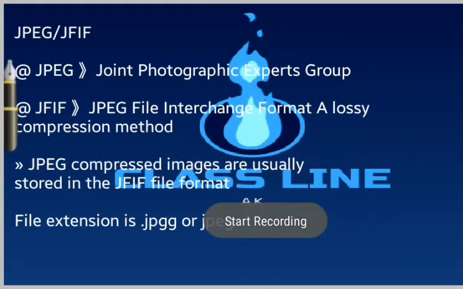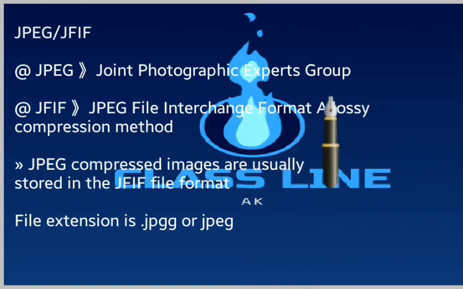Okay, now let's compare JPG and JFIF. So JPEG is Joint Photographic Experts Group. JFIF is JPEG File Interchange Format, a lossy compression method. JPEG compressed images are usually stored in the JFIF file format. File extension is .jpg or .jpeg. So JFIF stands for JPEG File Interchange Format, and it is a lossy compression method. And JPEG stands for Joint Photographic Experts Group.